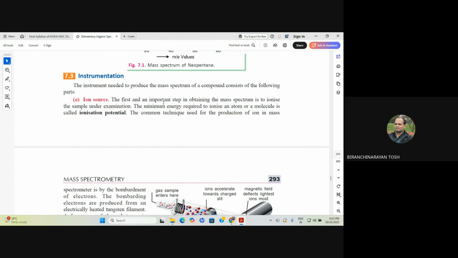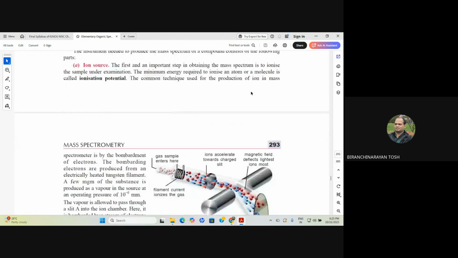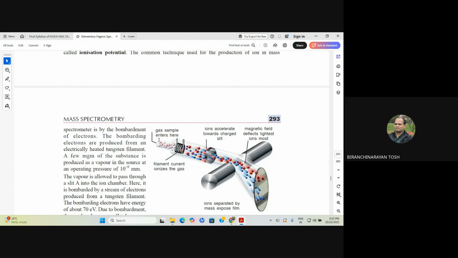The first and important step in obtaining the mass spectrum is to ionize the sample under examination. The minimum energy required to ionize an atom or a molecule is called ionization potential or ionization enthalpy. The common technique used for the production of ions in a mass spectrometer is the bombardment of electrons. Gas sample enters here, then this is the filament current which will ionize the gas.